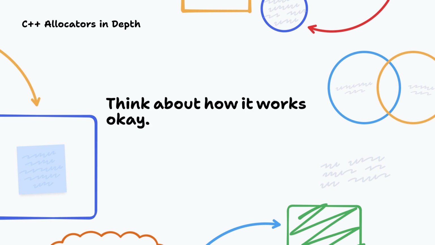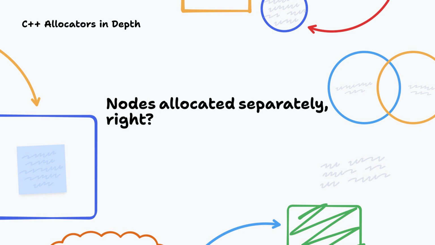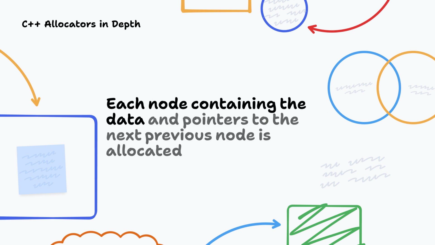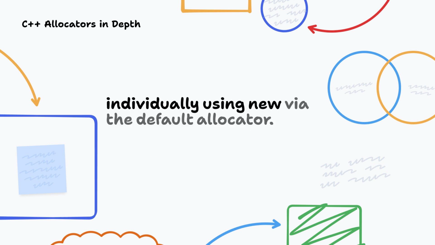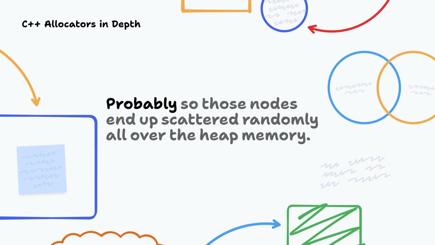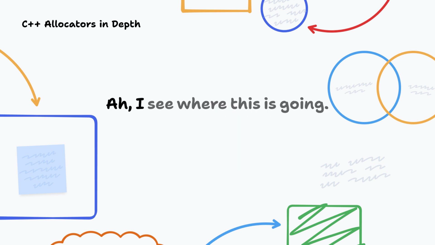Think about how it works. Nodes allocated separately. Each node containing the data and pointers to the next and previous node is allocated individually using new, via the default allocator, probably. So those nodes end up scattered randomly all over the heap memory. I see where this is going.